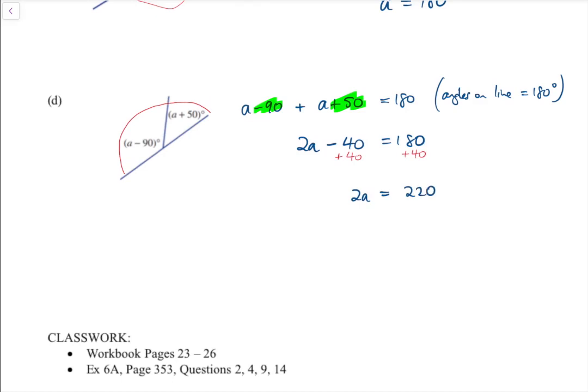2 times A equals 220. The opposite of timesing by 2 is dividing by 2. That's how we undo that. So the 2's cancel and I'm left with A equals 110 degrees if you put that into your calculator.